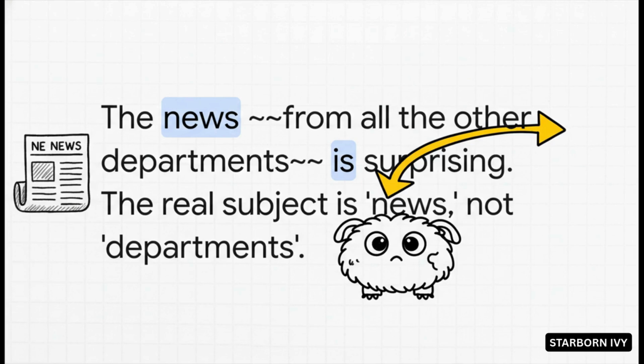So here, you've got the imposter plural, news, as the subject, and then they throw in a prepositional phrase, from all the other departments, to stick another plural word right next to the verb. It's a double trap, but you're smarter than that. The subject is news, so the verb has to be is.